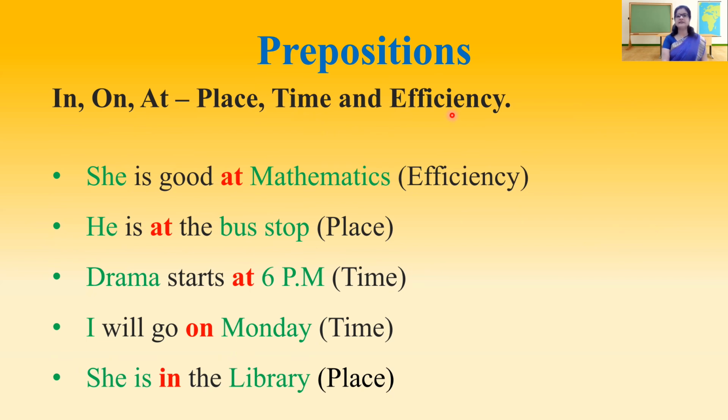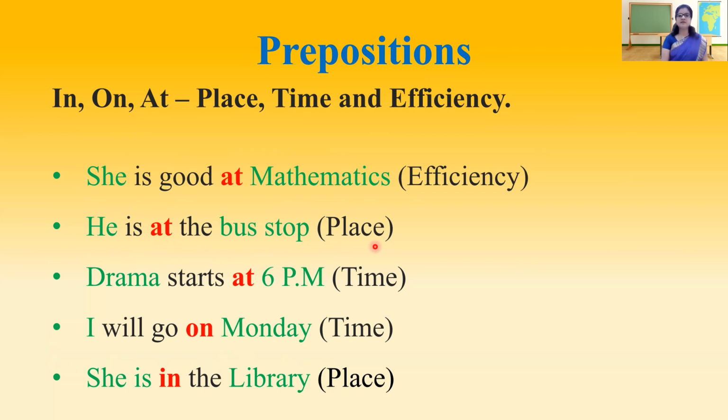We have written some sentences here. She is good at mathematics. It shows efficiency. So instead of saying "in", we have to use: she is good at mathematics, she is good at dance, she is good at art, or she is good at music. He is at the bus stop. So "at" you can use for the place also, for efficiency also, and for the place also.